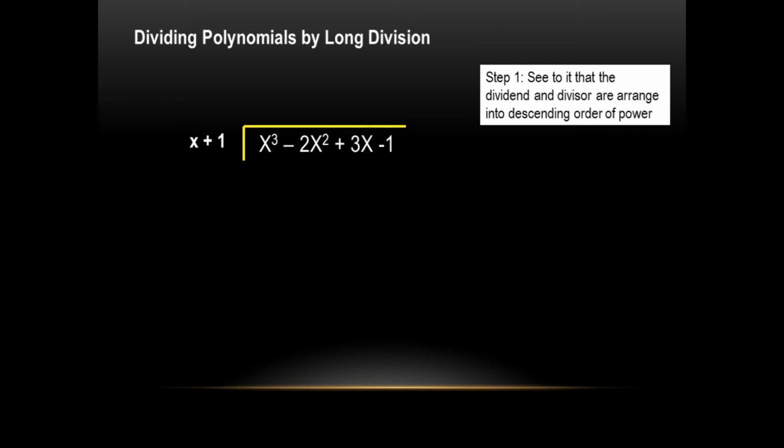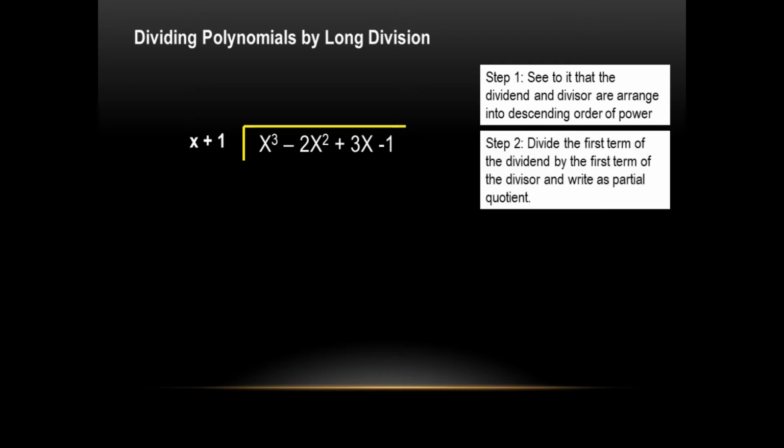And for the constant term, negative 1, pwede natin lagyan dyan ng x to the 0. So no need to write x to the 0 because the value of x to the 0 is also 1. And then in the divisor, it is already arranged. So hindi pwede yung 1 plus x. So it should be x plus 1.